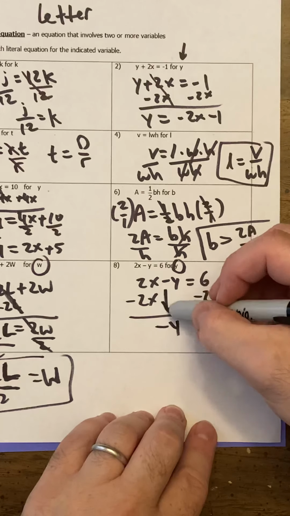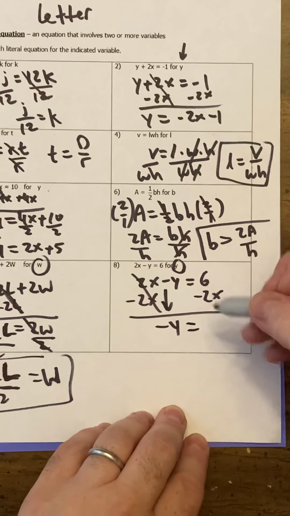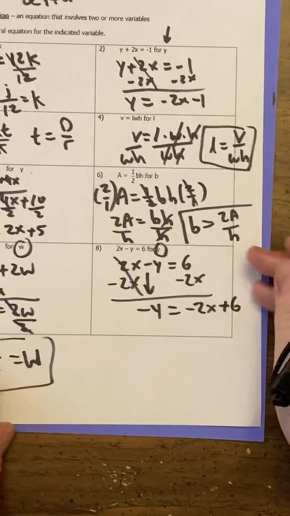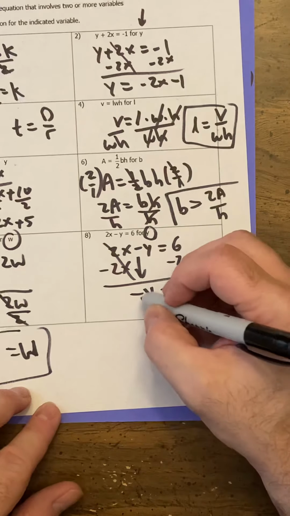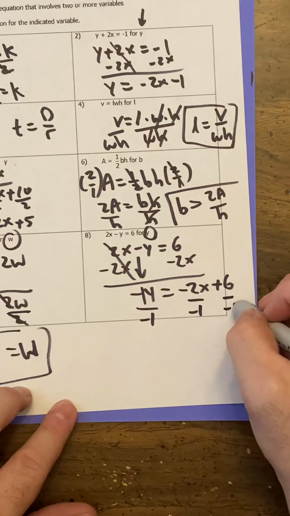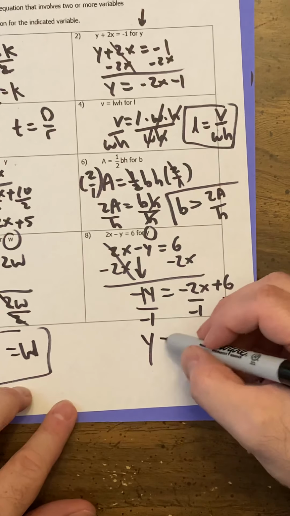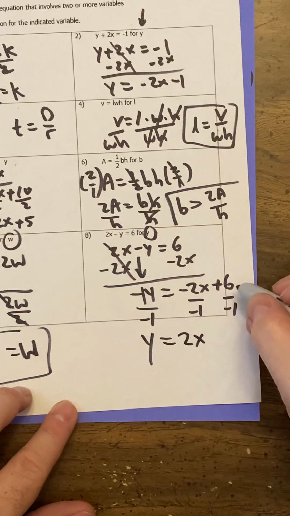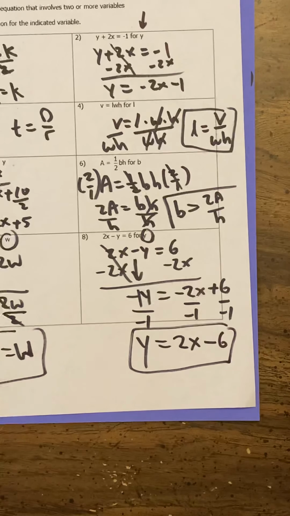Remember, this negative had nothing to do with this. So that's still negative y, and this can't be combined, so you're going to get negative 2x plus 6. Now what I need to do is I don't want that negative there, but what is it really? It's a negative 1. Divide everything by negative 1. A negative divided by a negative is a positive, so that's just going to become positive y. A negative divided by a negative is positive, so that's going to be 2x. And 6 divided by negative 1 is negative 6. And we have now gotten y by itself.